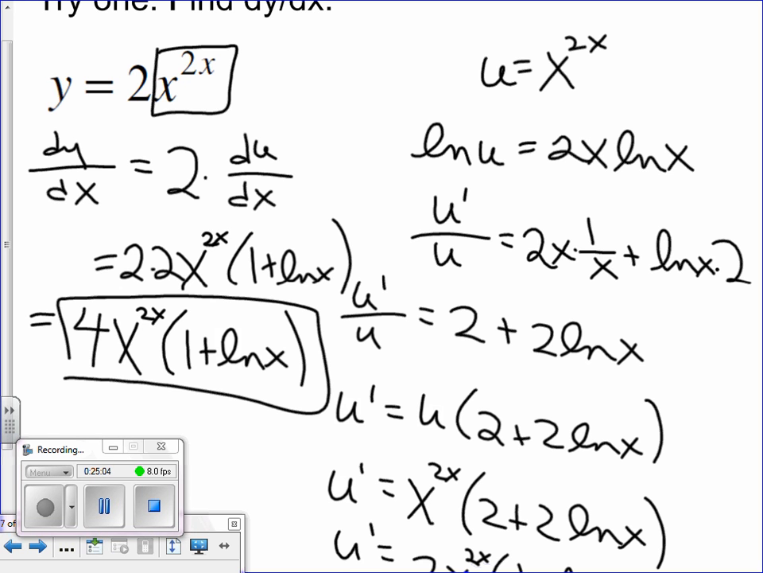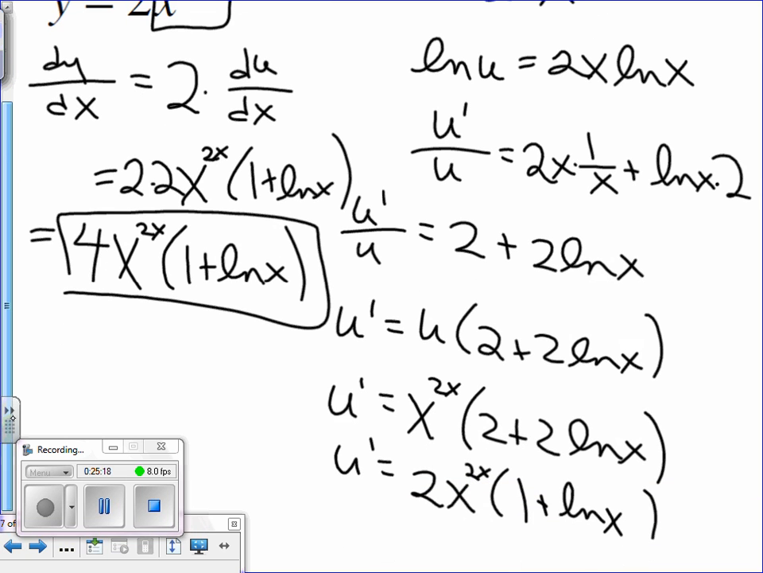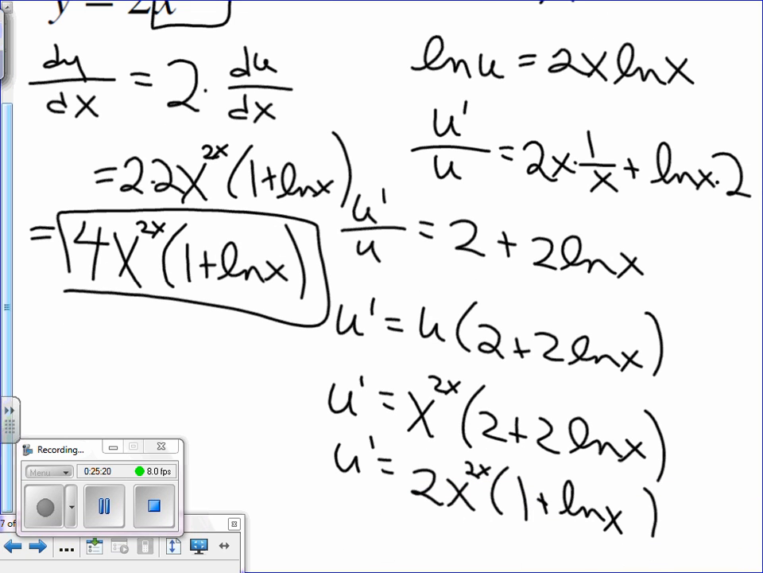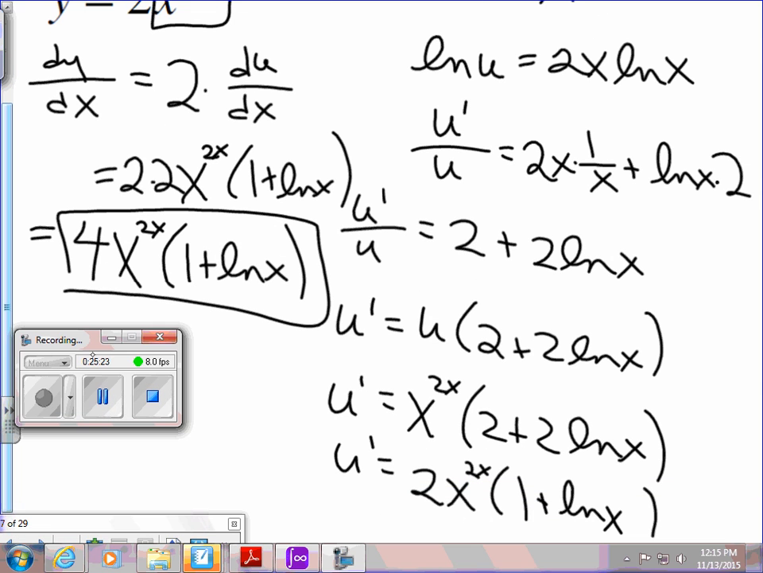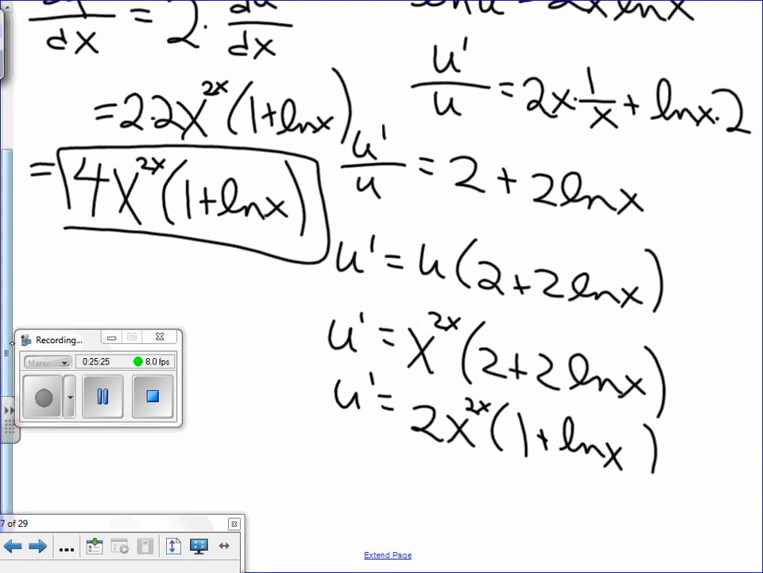So this is the only time you ever have to use logarithmic differentiation: when you have a base to an exponent and they both contain a variable. This is what you have to do. But kids, you could use this technique to differentiate anything if you know your log properties.